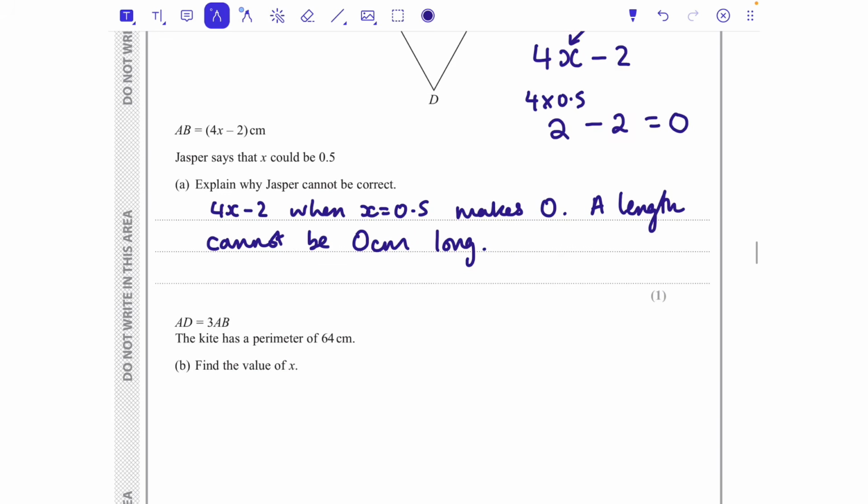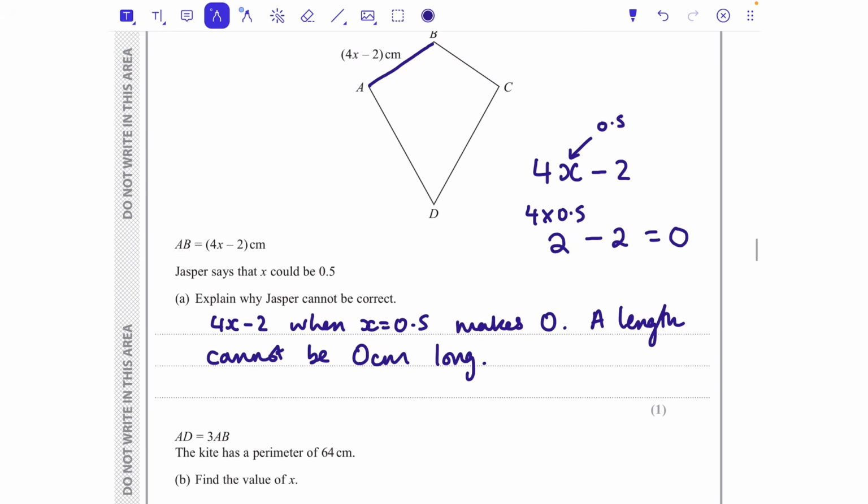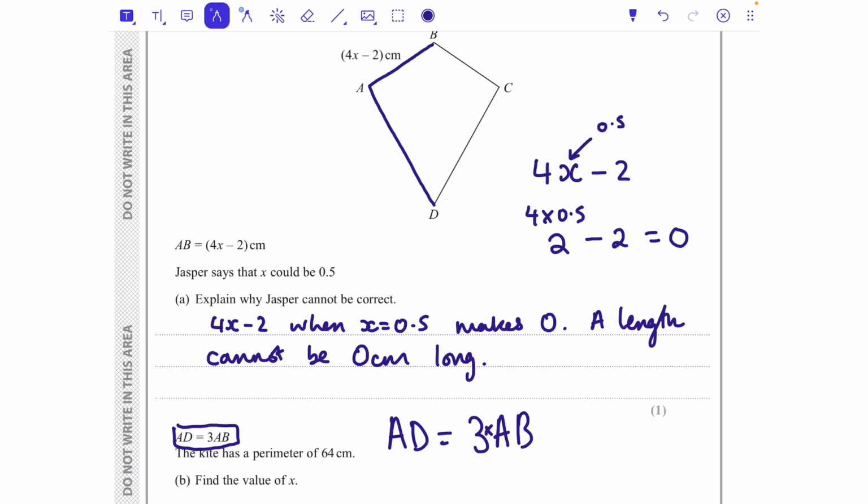There we go. AD is 3 lots of AB. So AD, here, this side, is 3 lots of AB. That's what that means when they say that. AD equals 3AB just means it's 3 lots of AB. So it's saying that this side here is 3 times bigger than this side here. So if I take 4x minus 2 and I times it by 3, I'm going to get 12x minus 6. So I've multiplied by 3 to get that side. That's what they've told me I can do.